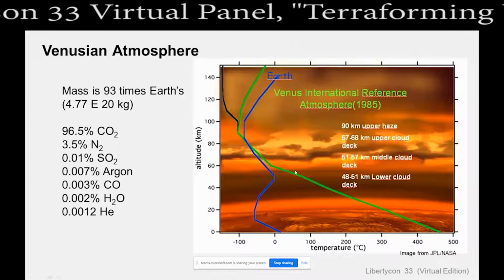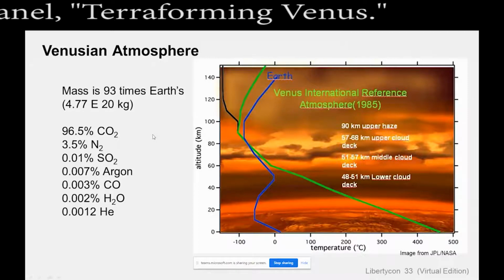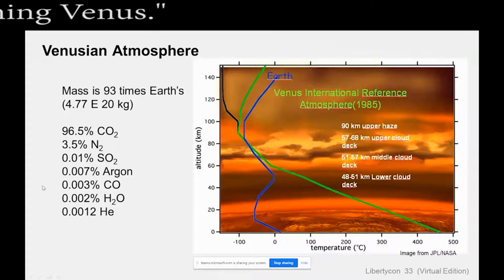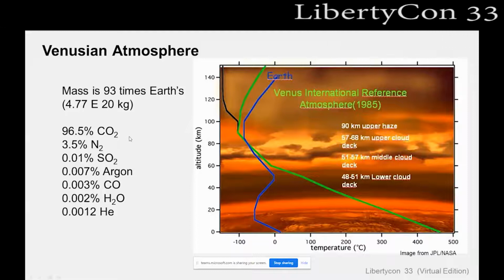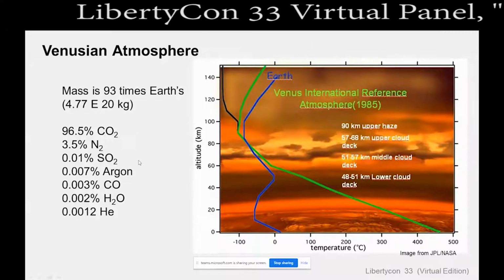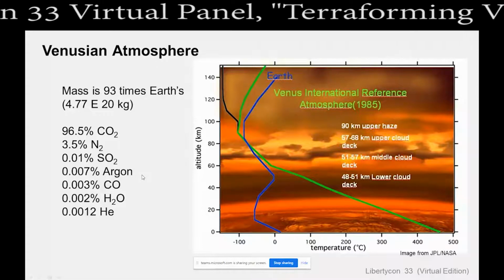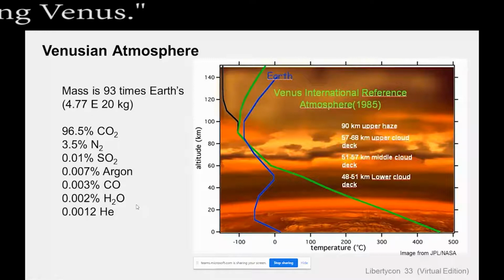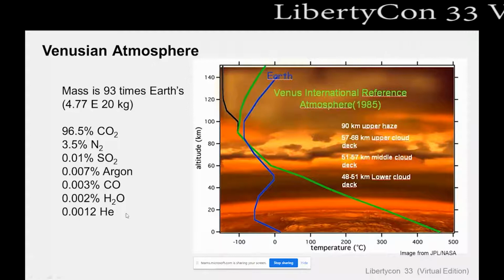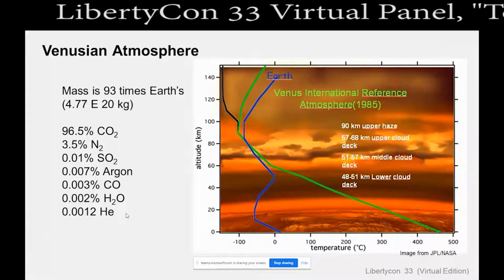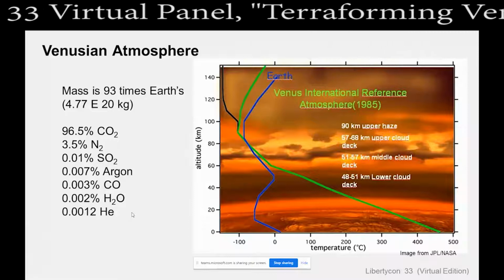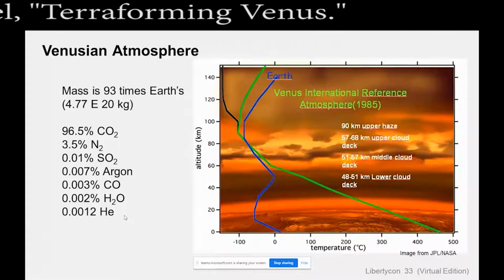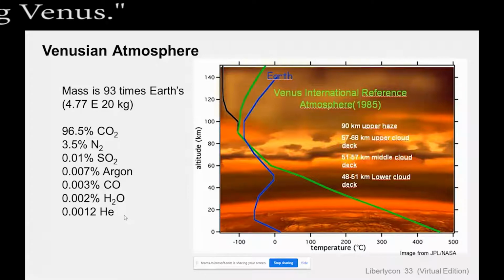Here we have a description of the Venetian atmosphere. Over here we show how much carbon dioxide we have, which is 96%. We have a lot of nitrogen, sulfur dioxide. We have some argon. There's actually a tiny bit of water in the atmosphere as well. And there's a tiny bit of helium, but there's helium in the atmosphere. It probably derives from the solar wind that impacts the planet and is just absorbed into the atmosphere.